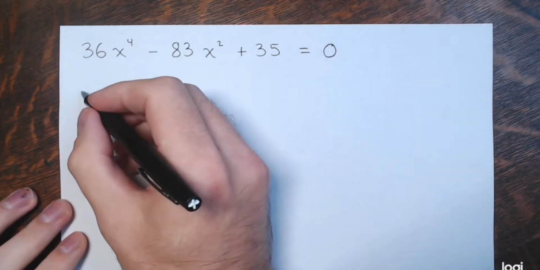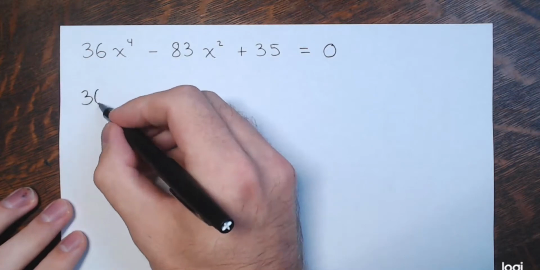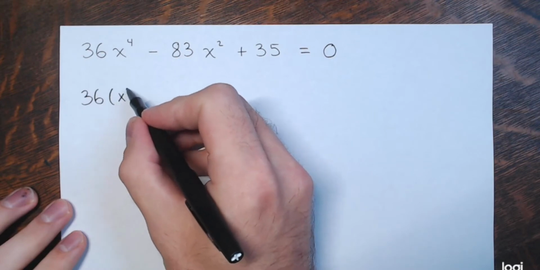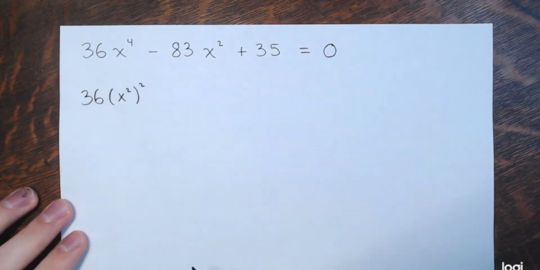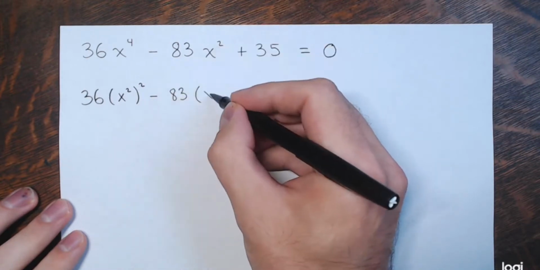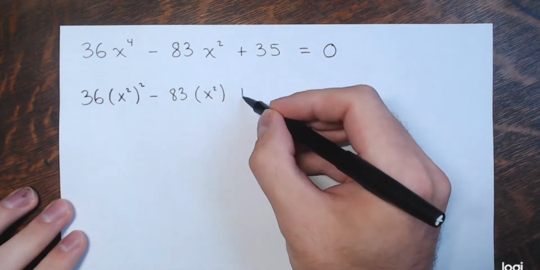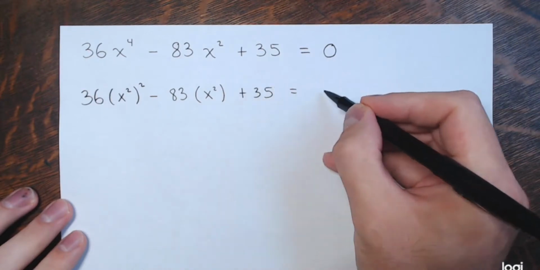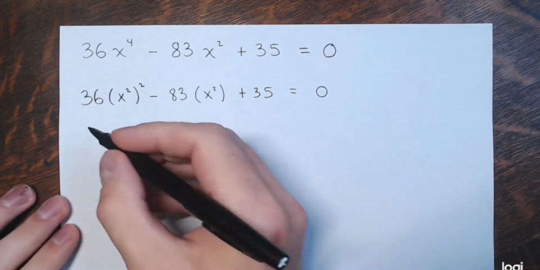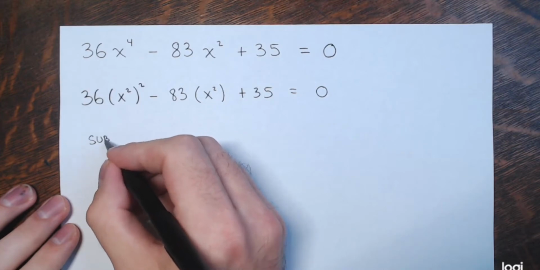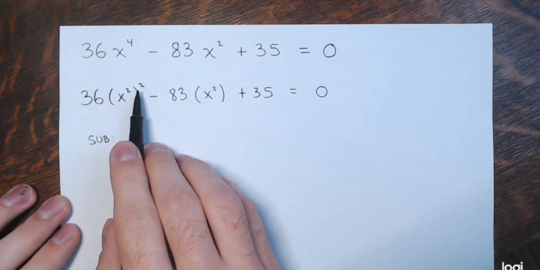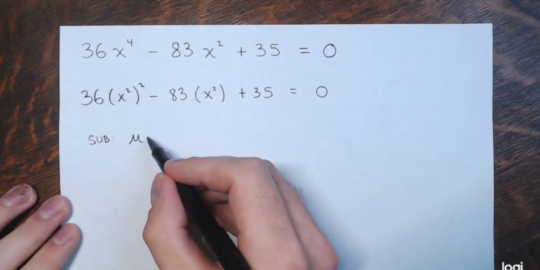And watch this, just using properties of exponents, 36x to the fourth. X to the fourth is x squared, right? Minus 83 times x squared to the first, and then plus 35 equals 0. So you see how this is quadratic in form. I'll make a substitution. I'm just going to write sub. These x squareds, right, the expression being squared here, and into the first power here, I'm just going to replace that with u again.